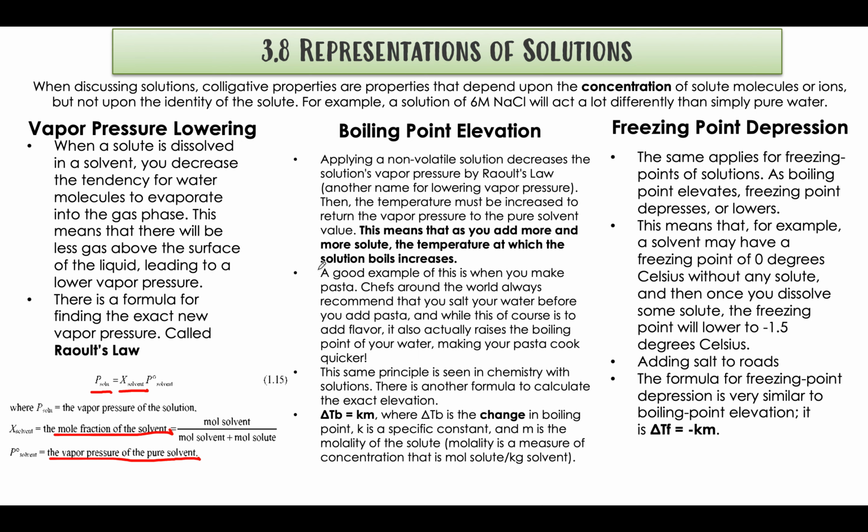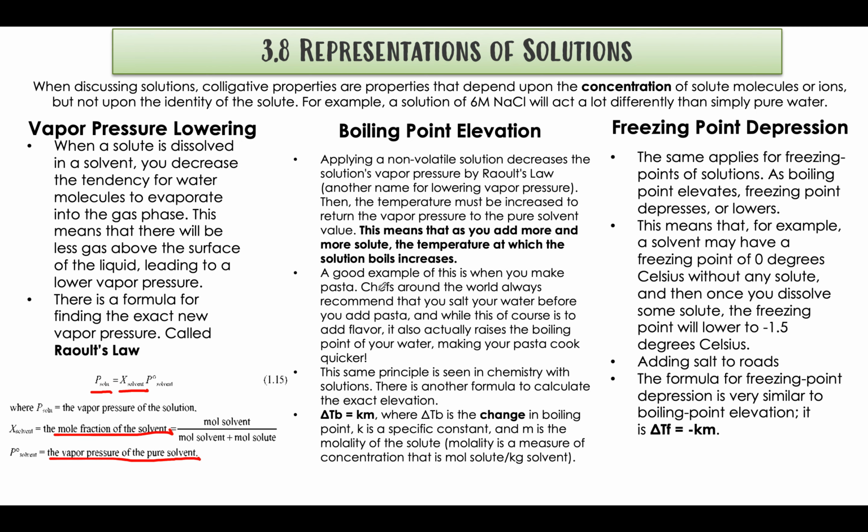Now, another way that solutions change these colligative properties is they elevate the boiling point. So when you dissolve salt in water, it will elevate the boiling point of water. Applying a non-volatile solute decreases the solution's vapor pressure by Raoult's law. Then the temperature must be increased to return the vapor pressure to the pure solvent value. This means as you add more and more solute, the temperature at which the solution boils increases.